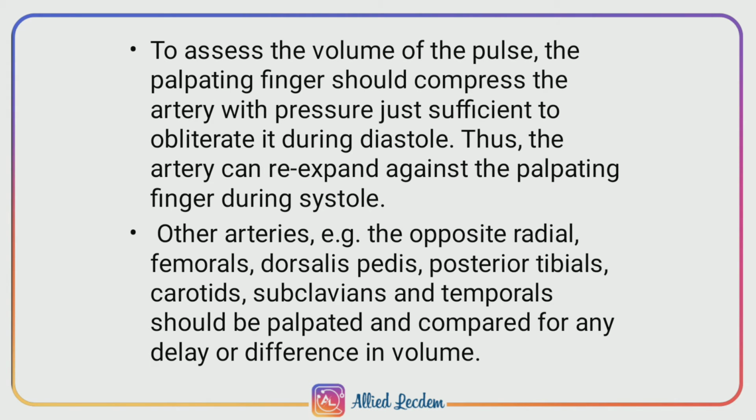To assess the volume of the pulse, the palpating finger should compress the artery with pressure just sufficient to obliterate it during diastole. Thus, the artery can re-expand against the palpating finger during systole. Other arteries, for example the opposite radial, femoral, dorsalis pedis, posterior tibial, carotids, subclavians, and the temporals, should be palpated and compared for any delay or difference in volume.